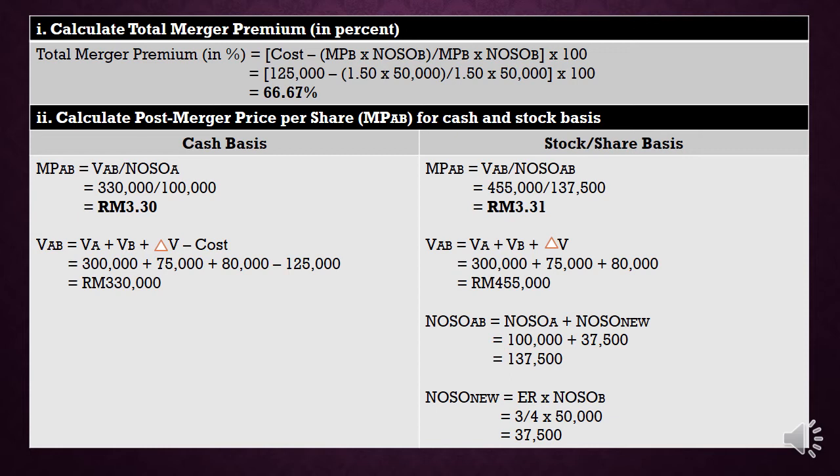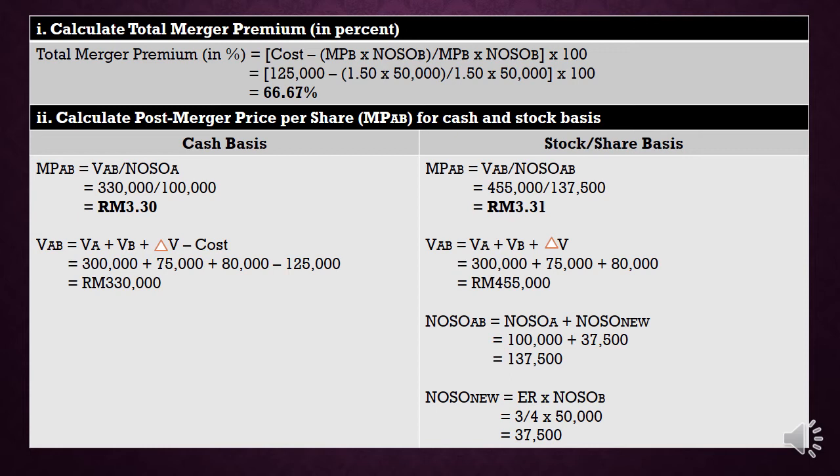After you calculate all of the basic calculations to help you easily answer all of the questions, now you can start answering. For question 1, calculate the total merger premium in percent. Based on the formula, the total merger premium in percent is equal to cost minus MPB times NOSO B, divided by MPB times NOSO B, and all will be timed with 100.